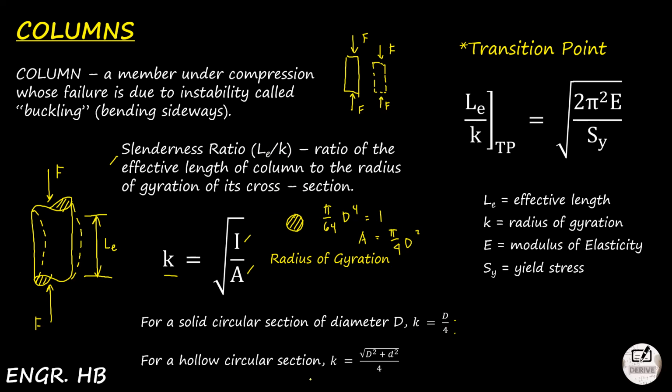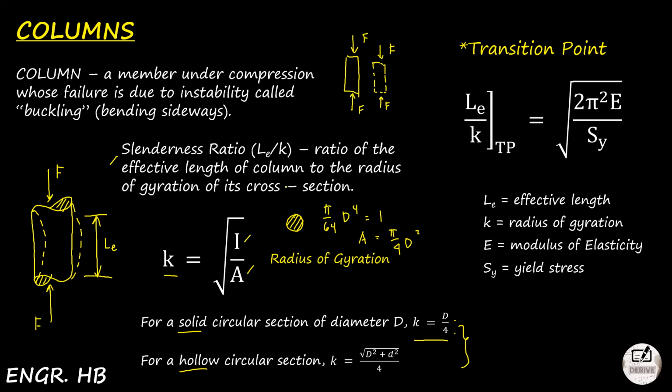And syempre kapag hollow circular cross-section naman, this is for solid, at kung hollow naman, it is simply the square root of the sum of the squares of the two diameters, the inside and the outside, and just divided by 4. So for simplification lang naman itong dalawang ito, kasi nga ang kadalasang cross-section ng mga problems is a circular cross-section.